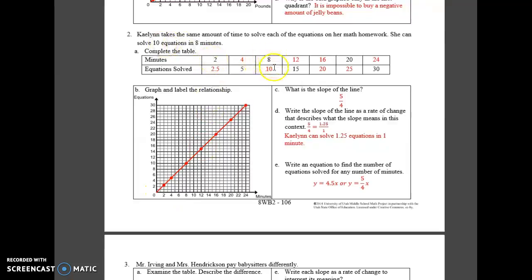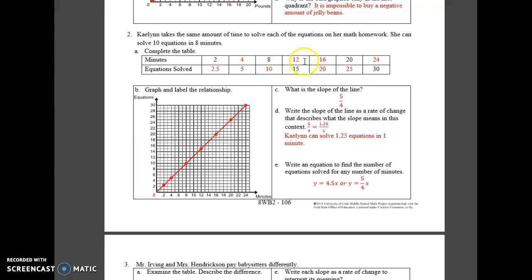Now, over here, we have 8 minutes, so that's going to be the 10. Because this is proportional, we cut it in half. We did it down to 4, so we cut the 10 in half to get to 5. We cut it in half again to 2, so we cut the 5 in half to get 2.5 equations solved. At the same time, we added 4 here, and notice we had 4 over 5, so every 4 minutes we did 5, so we added 4 minutes, so we're going to add 5 equations.